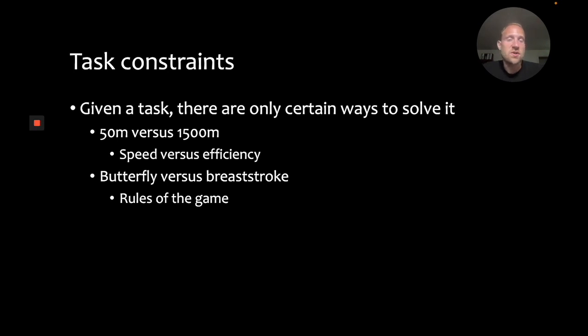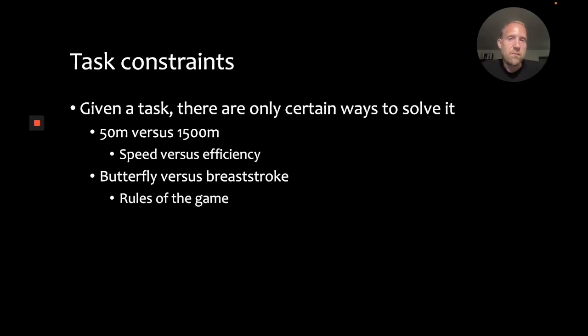In contrast, in the 1500-meter freestyle, efficiency is a much bigger issue because of the length of the race. And so swimmers are going to choose strategies that favor efficiency over top speed, because top speed isn't as important, but efficiency is more important. So a simple change in the task is going to change how swimmers move. And if you've ever watched a 50-meter freestyle and a 1500-meter freestyle, you'll see that swimmers choose very different versions of freestyle to accomplish that goal.